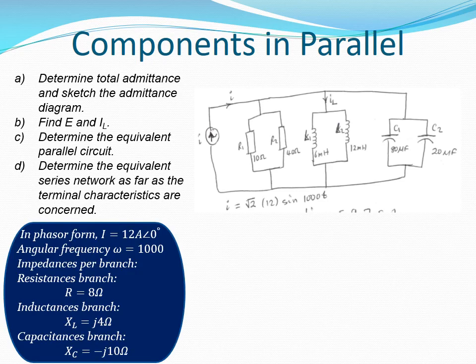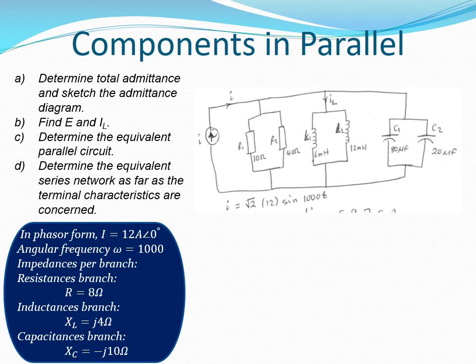We can partition our network into three parallel branches. The branches are the resistance branch that consists of two resistances in parallel, the inductance branch that consists of two inductances in parallel, and the capacitance branch that consists of two capacitances in parallel.